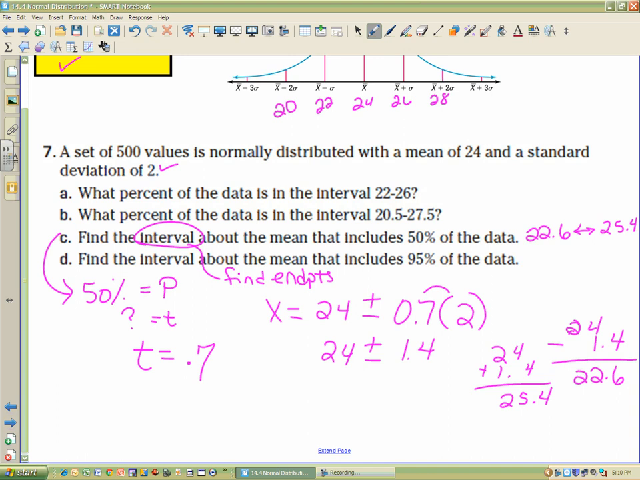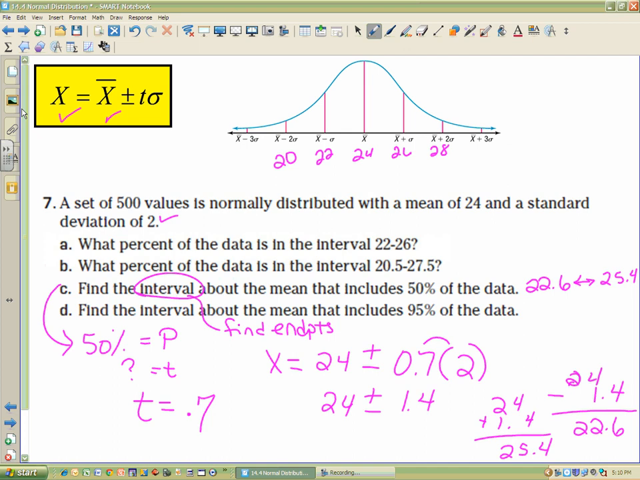All off of the TP chart using that formula that was there.